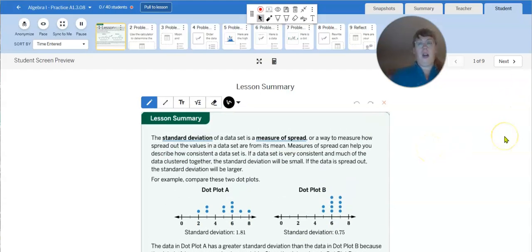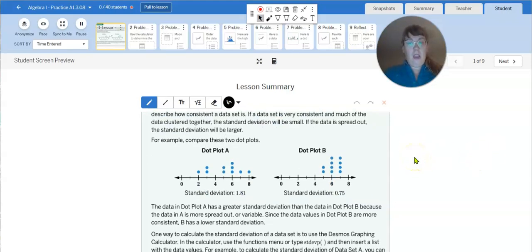So in the previous lesson we were talking about measures of center with mean and median. Now we're looking at the measure of spread, which is our standard deviation. It's telling us if the standard deviation is really big, it means the data is really spread out. If the standard deviation is really small, it means the data is really compact and together and close.